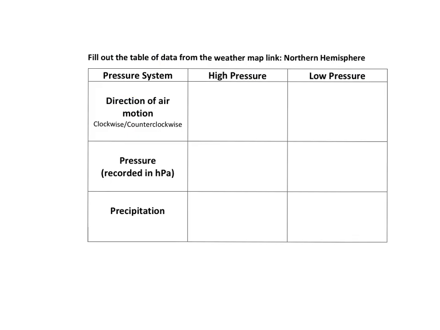Now we are going to fill out the table with the data that we just collected. So we're going to look at high pressure and write down whether it is a clockwise or counterclockwise motion. We're going to record what millibars were at the center of that high pressure. And we're going to describe whether we saw precipitation or no precipitation at the high pressure systems. We'll do the exact same thing then for the low pressure systems. You'll Dropbox this when you're all done.